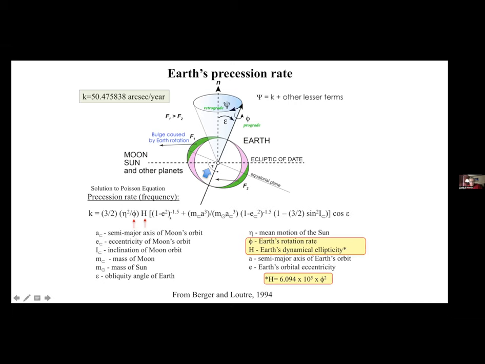It's inversely related to the Earth's rotation rate, directly proportional to the Earth's dynamical ellipticity, which is very interesting because ellipticity can be estimated in terms of hydrostatic equilibrium, in which case it becomes a function of rotation rate squared. And so this disappeared, and so K becomes directly proportional to rotation rate. And these are the other components related to this. You can read them here, but these are the two major ones. And then the obliquity of the Earth as well.